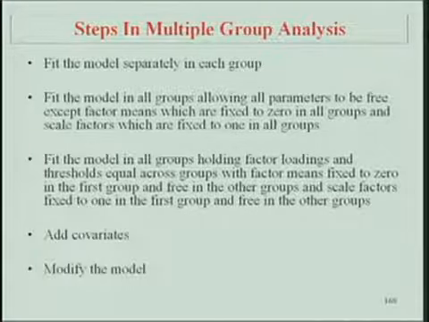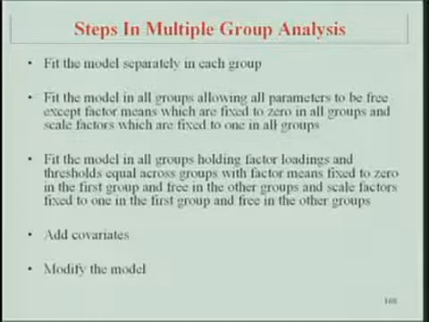Fitting the model in all groups, holding factor loadings and thresholds equal across groups, is our standard default option with multiple group analysis. And there you fix the factor means to 0 in the first group, the reference group, and let them be free in the other groups. And fix the scale factors to 1 in the first group and let them be free in the other groups. Then add covariates and modify the model. It's the same idea as for continuous outcomes.